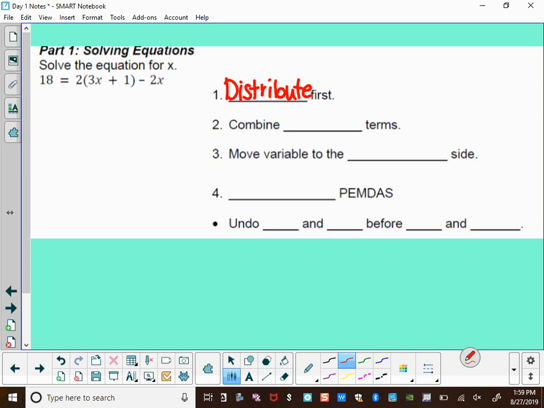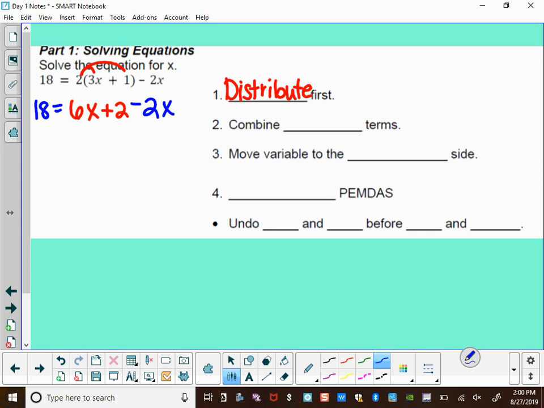Alright, so if we distribute, let's rewrite what we're able to rewrite. So 18 equals, what gets distributed? The 2. So 2 times 3x? 6x. And then 2 times 1 is just 2. Good. You guys know I didn't just combine 3x plus 1, right? You guys know I can't do that, right?